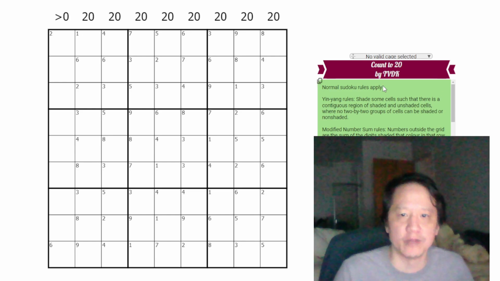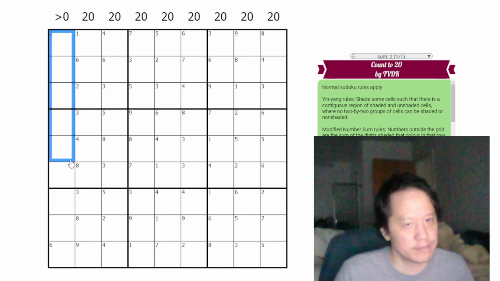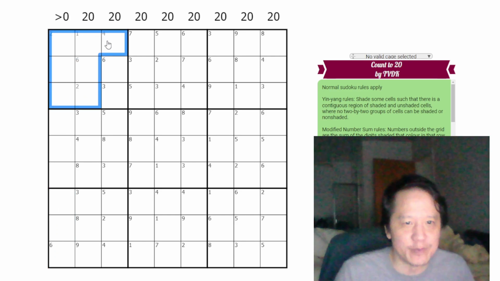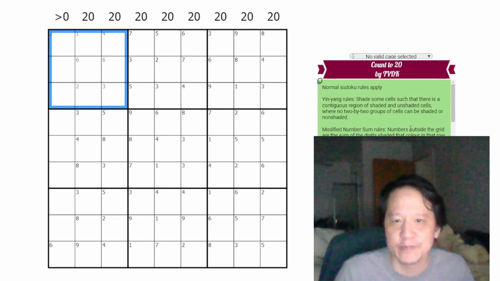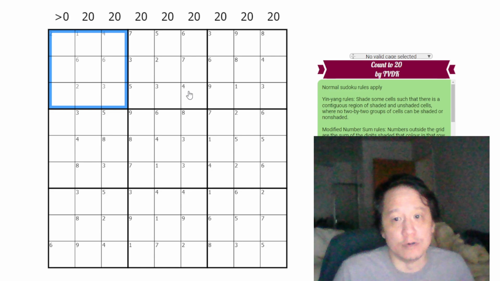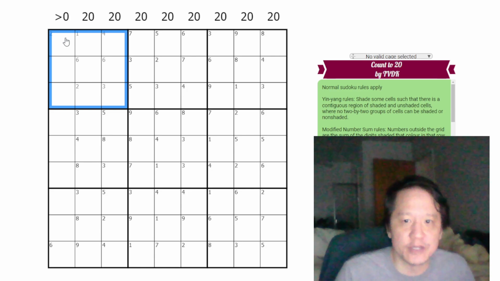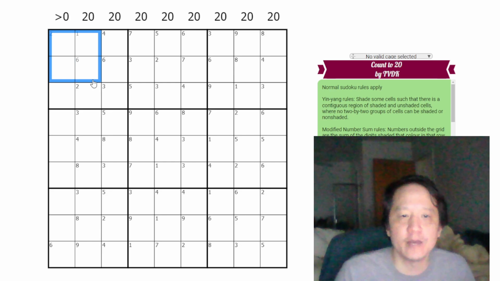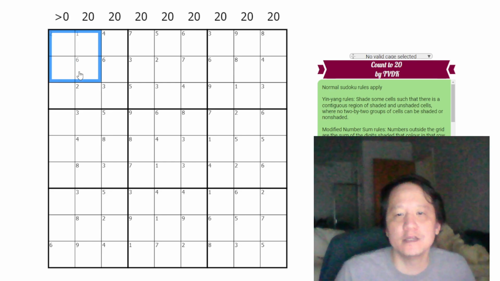Normal Sudoku rules apply, which means you need to put the digits 1 through 9 in every row, every column, and every 3 by 3 box. Interesting highlighting there. Yin-yang rules. Shade some cells so that there is a contiguous region of shaded and unshaded cells, where no 2 by 2 group of cells can be shaded or unshaded.